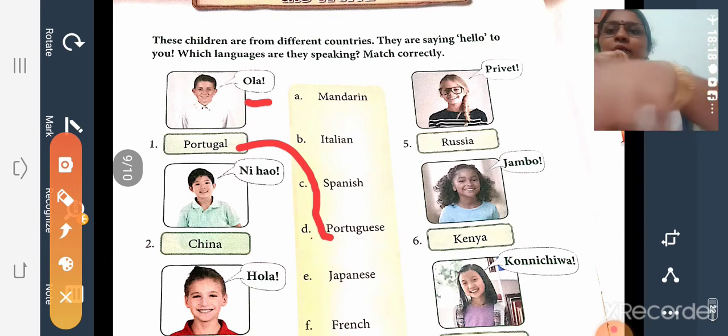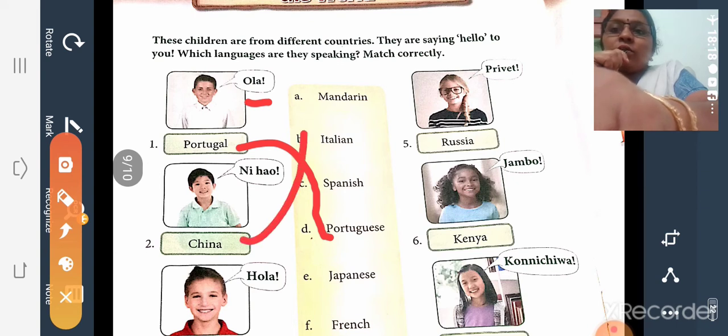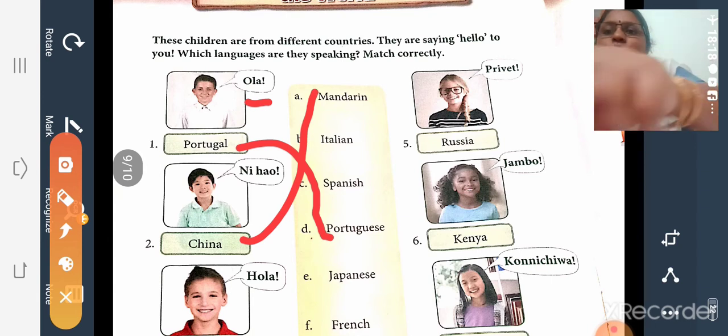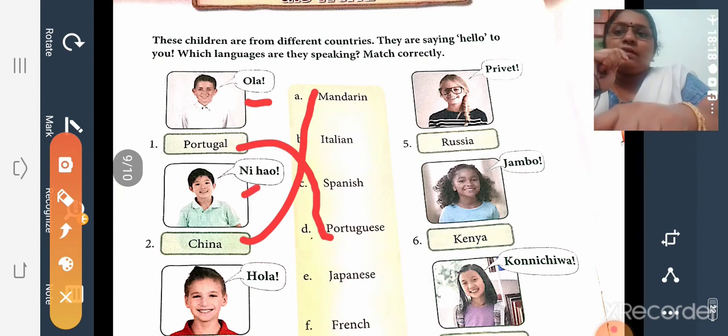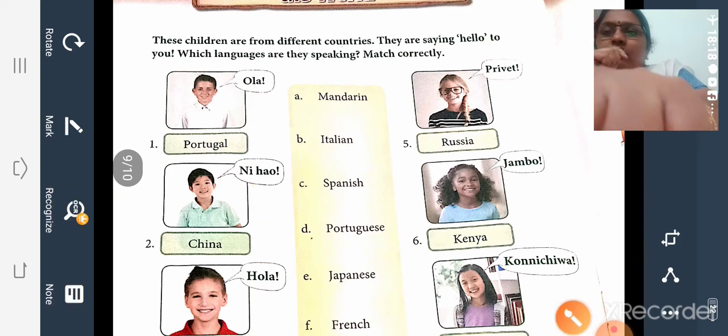Then second one, China. In China, the Chinese language is called Mandarin. And in Chinese Mandarin, how do we say hello? Ni hao. This is ni hao in Mandarin.